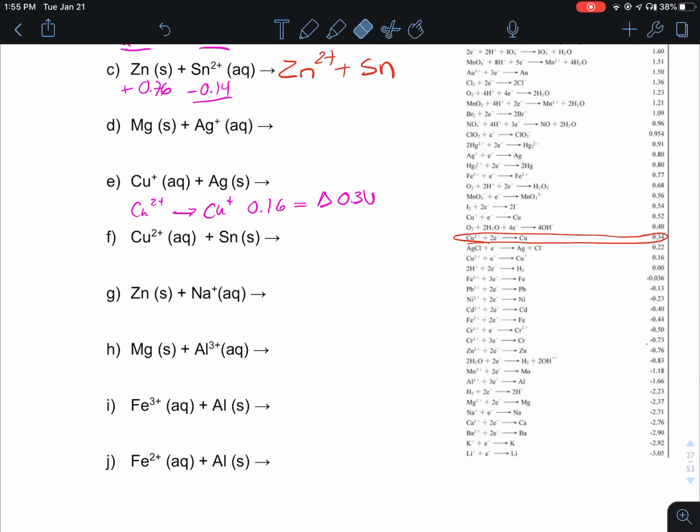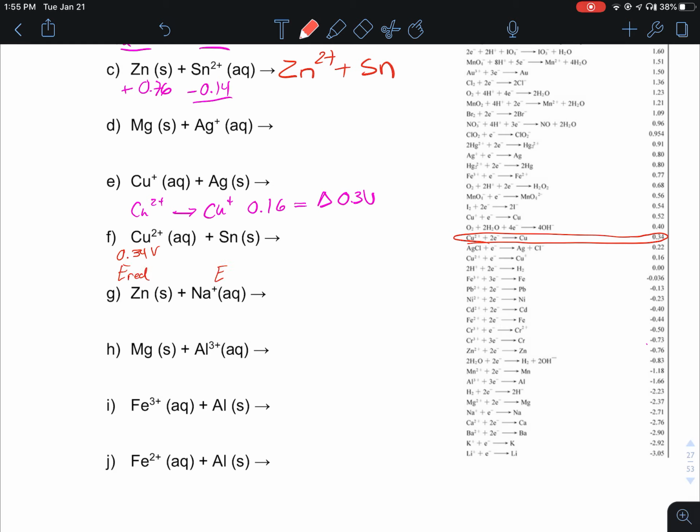So in this case, we can just make a little recording here. We're going to write the reduction, the element that's being reduced. That one should be written as it's presented on the board. So this is 0.34 volts. That is our redox potential.